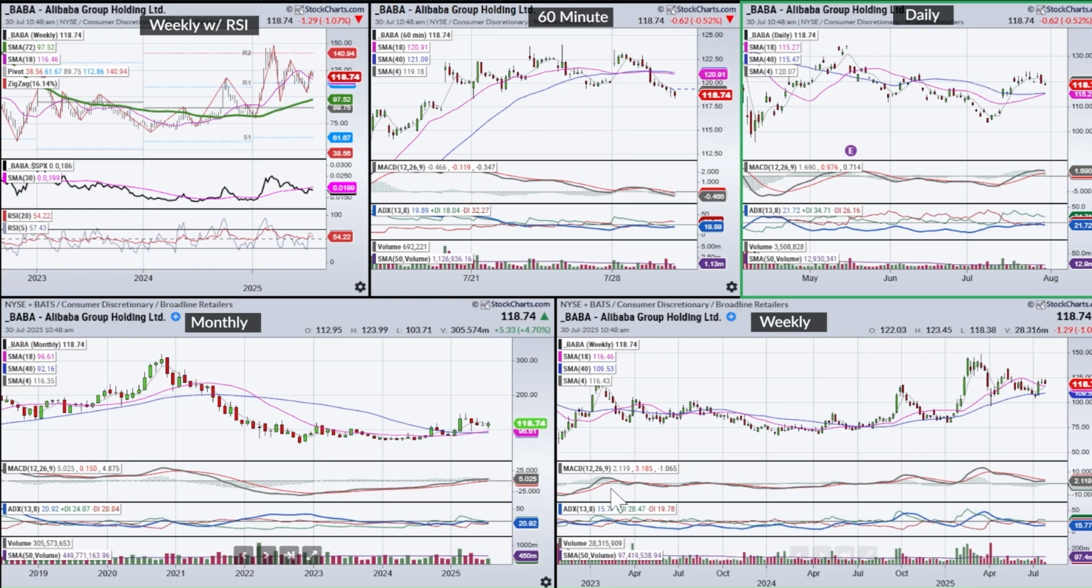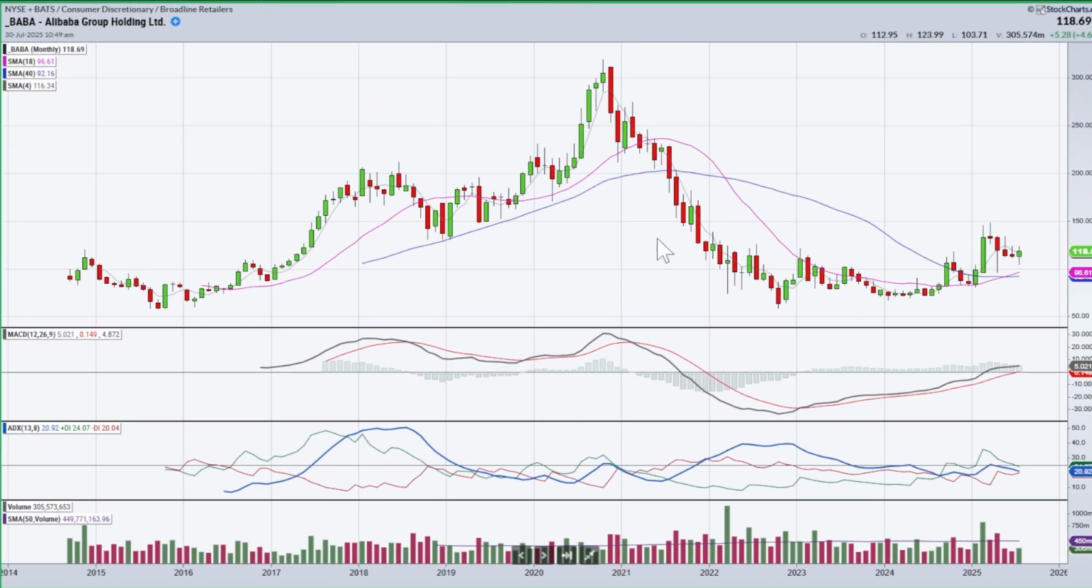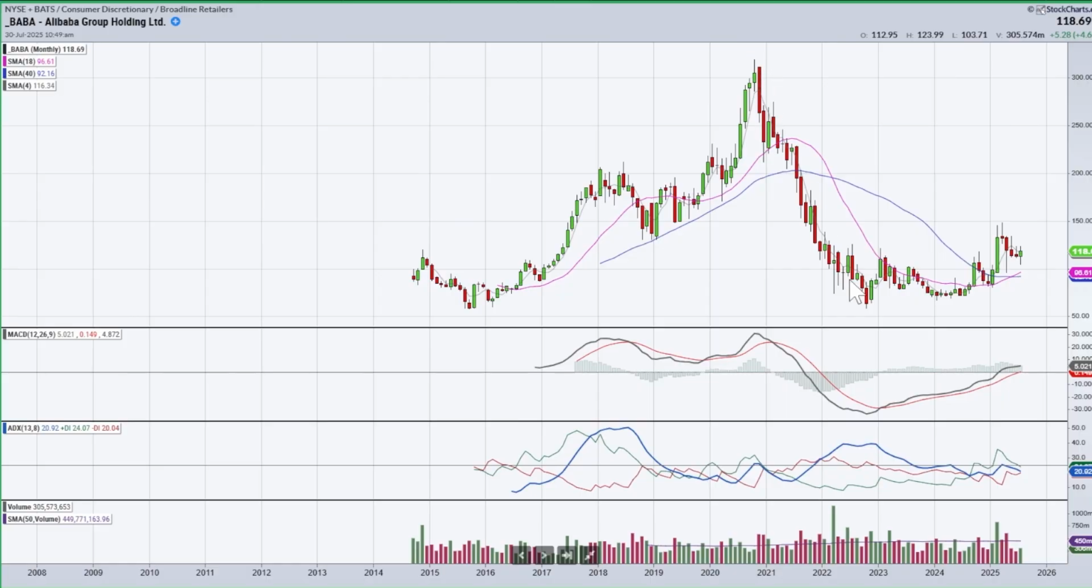All right, look at BABA. So we want to zoom out first and see what's really going on here. You see how this has been a massive decline, and then we went through this long sideways period. Now, the 18-month does a great job of defining this. You see how long down, and then we start to flatten out, and this went sideways, and now look what's happening. This is actually turning up.